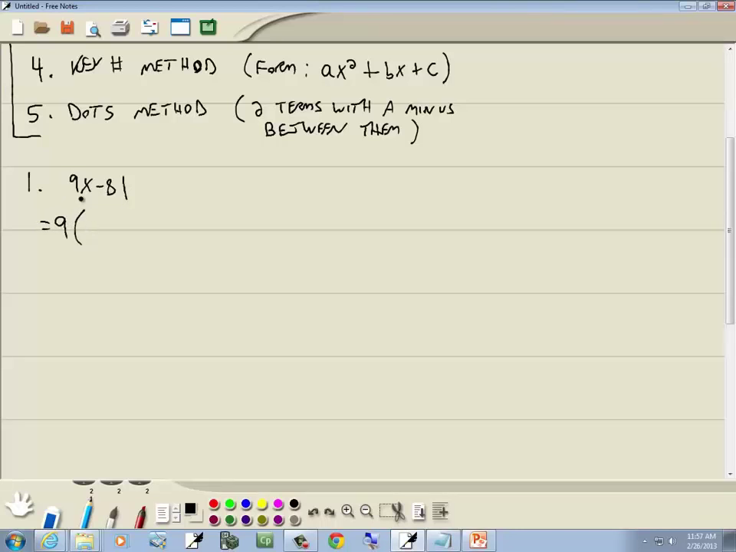Factor means divide out. 9 divided by 9 is 1, and the x remains, minus 81 divided by 9 is 9. And we can drop that 1, make it invisible. So we got 9 times x minus 9. So if you have numbers in common, you look for the largest number that divides into both of them.